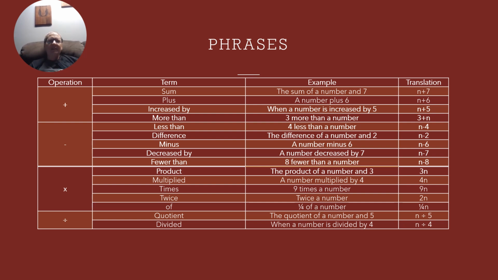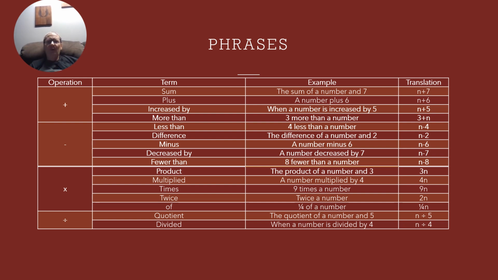Subtraction, however, is where this gets a little funky. All right, less than. 4 less than a number. You will notice that 4 is first, but when I write the translation, it's n minus 4. This is where most people mess up. Less than is written backwards from the way that you translate it. So the letter always goes first, and the number that is less than it goes behind it. So very, very, very important that you pay attention.